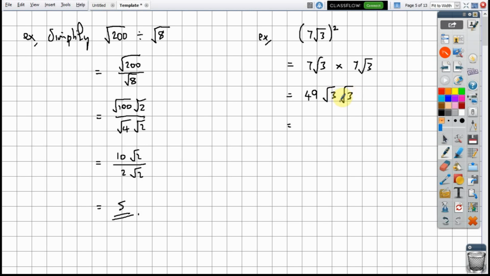We can argue it different ways. We could say root 3 squared becomes 3 because the root and the square cancel each other out. We could treat this as root 9, which of course is just 3. However you want to think about it, what we have here is 49 times 3. 50 times 3 is 150, this must be 147. There we go.